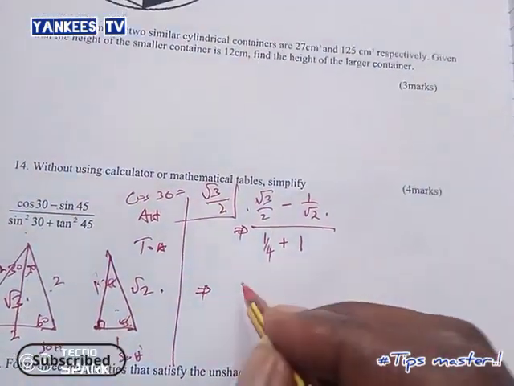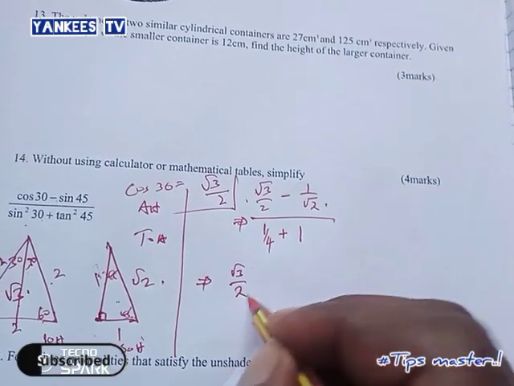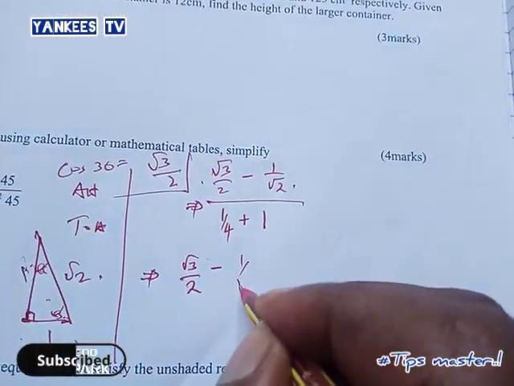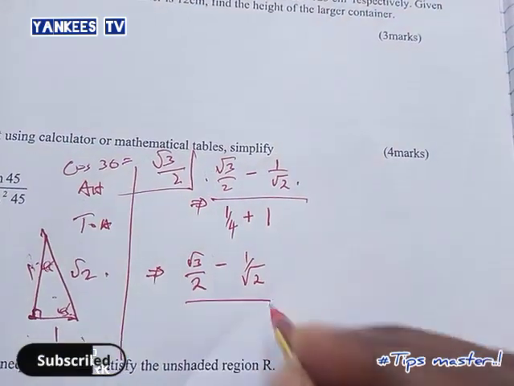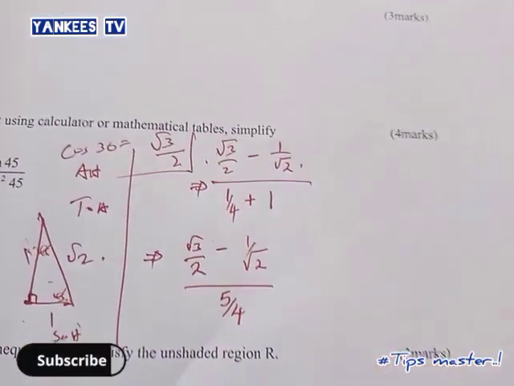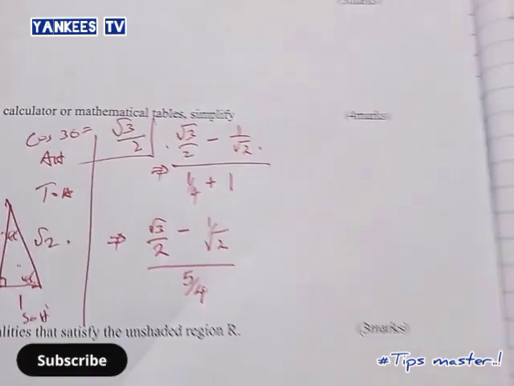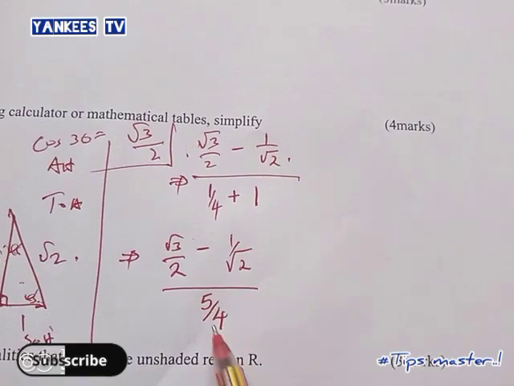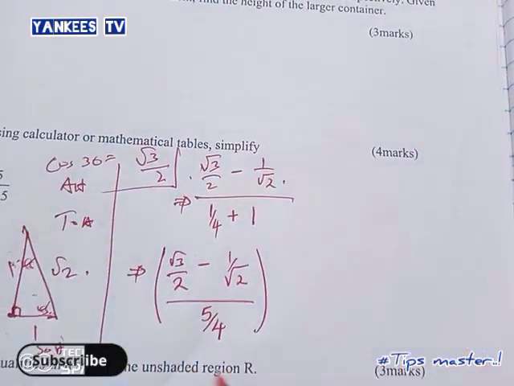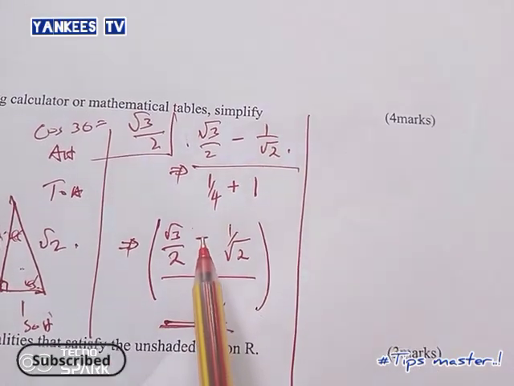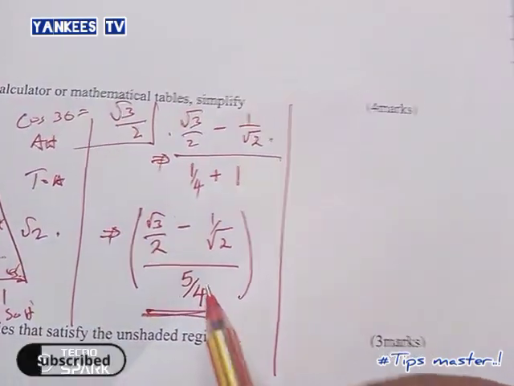What we have therefore shall be root 3 over 2 minus 1 over root 2, all over 5 over 4. That is 1 and a quarter written as an improper fraction, 5 over 4. So what do we do up to this stage, guys? I want to finish with the numerator, then I divide by the denominator.